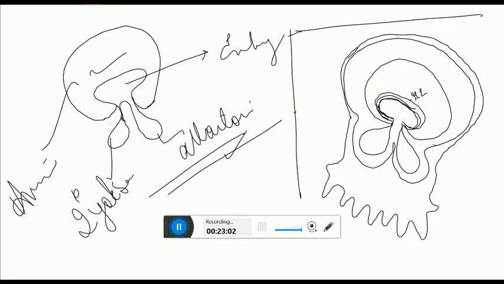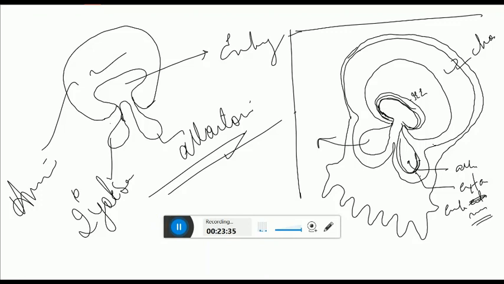See, we have read that this is chorion. Chorion is made up of extraembryonic ectoderm and extraembryonic mesoderm. This is allantois. We have seen the formation of allantois. That allantois is formed from intraembryonic endoderm from inside, and from outside it is formed from extraembryonic mesoderm.